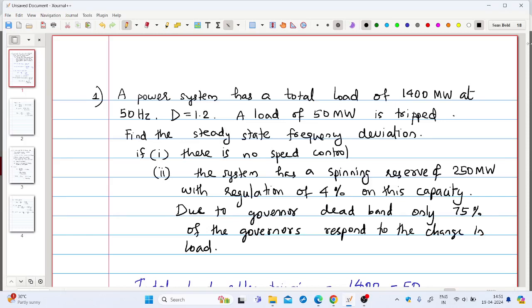In this video, we will discuss two numerical examples related to single area power system automatic generation control. So the question is written here. A power system has a total load of 1400 megawatt at 50 hertz and the load damping constant is 1.2 per unit. A load of 50 megawatt is tripped. Find the steady state frequency deviation if there is no speed control.